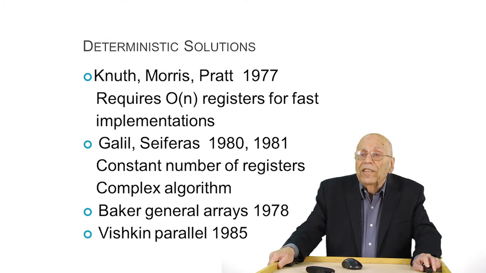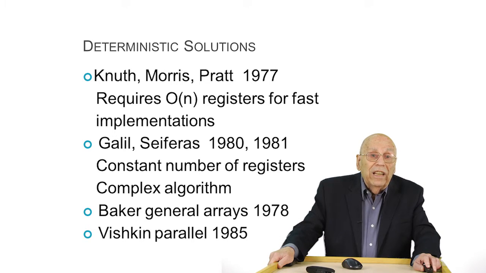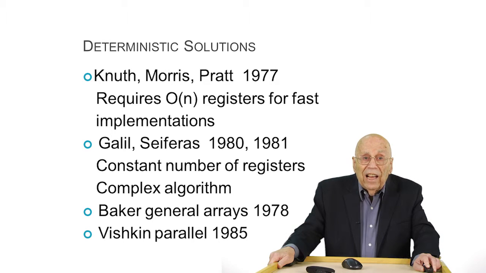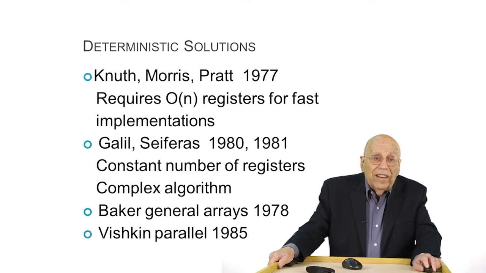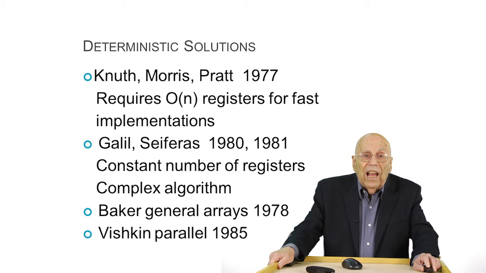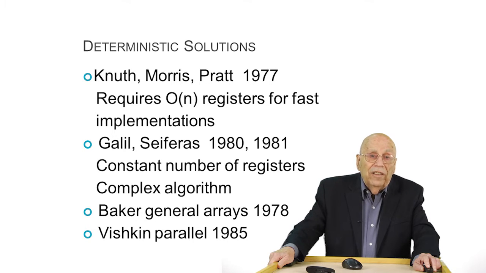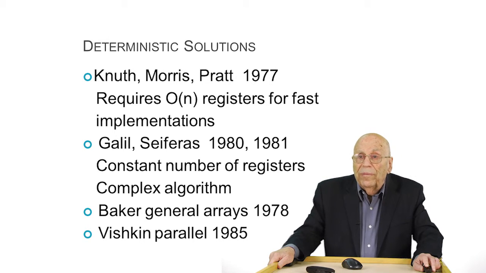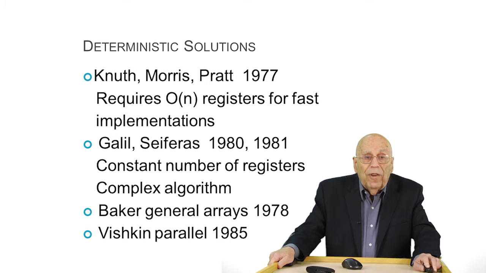In 1978 in England, Baker generalized the deterministic string matching to general arrays, multi-dimensional arrays. So, for example, you can look for a pattern which is a rectangle of A's and B's in a text which is a larger rectangle of A's and B's, and similarly for higher dimensions. Vishkin in 1985 gave a parallel version for these deterministic algorithms.